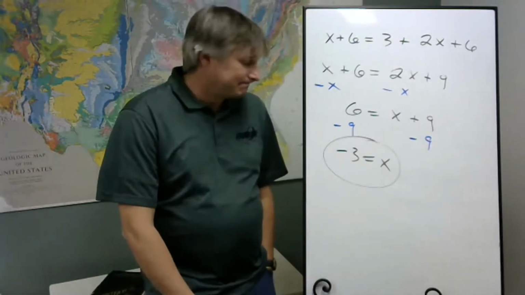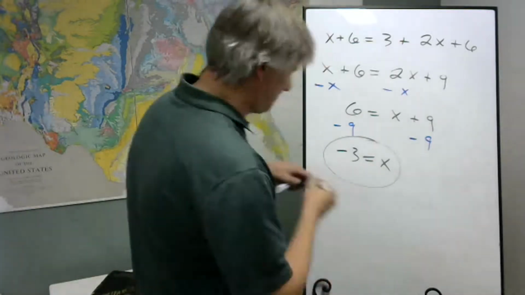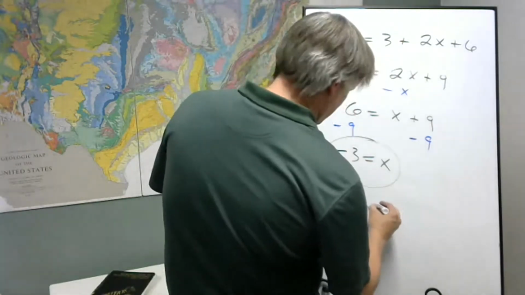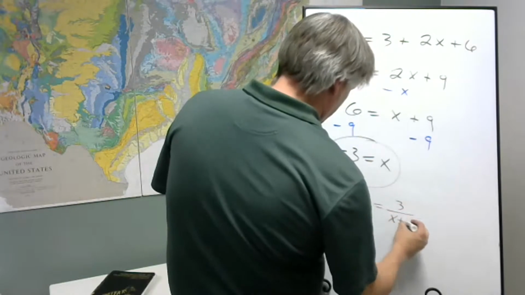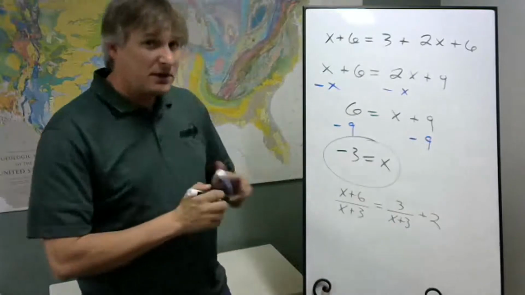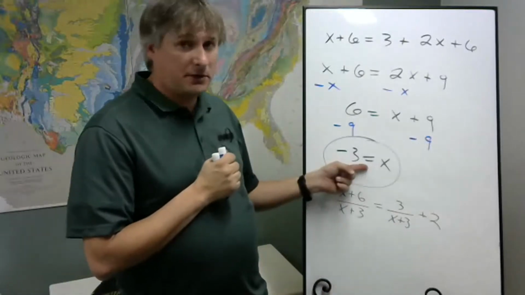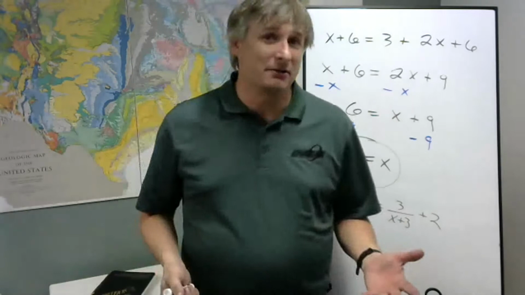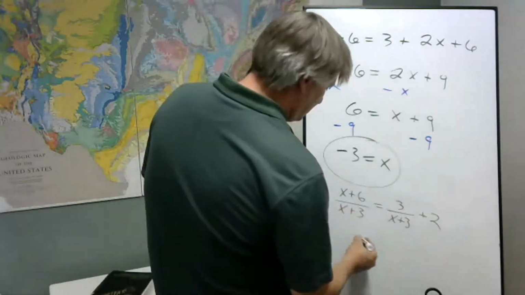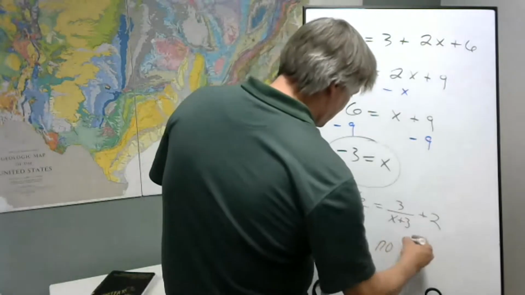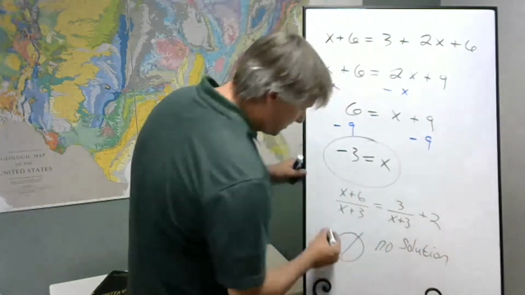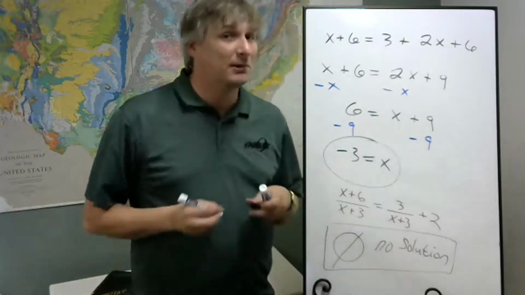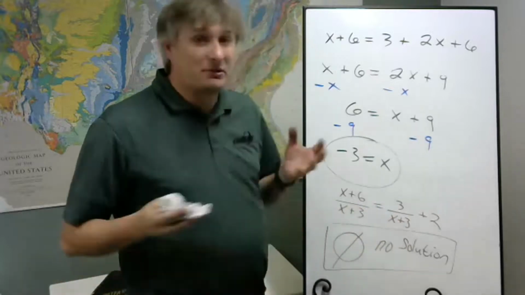This looks pretty good. But here's the problem. Let's go back to the original problem. The issue here is, if x is negative 3, you're going to get division by 0. So this actually doesn't work out. So it is possible for these types of questions to have no solution. Even if you've done the algebra completely correctly, you could get a result that doesn't work because it will cause division by 0. So these are the questions where you're not always going to get a correct answer.